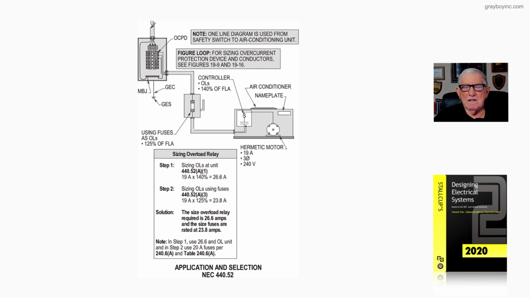And that's the application now in the note that you see. You're sizing everything off of 26.6, which would be a setting of the relay, or you could use a 20 amp circuit breaker or fuse based upon the 23.8 calculation that we see in step 2, and that's what the solution in the note is pointing out in this figure 19-20.